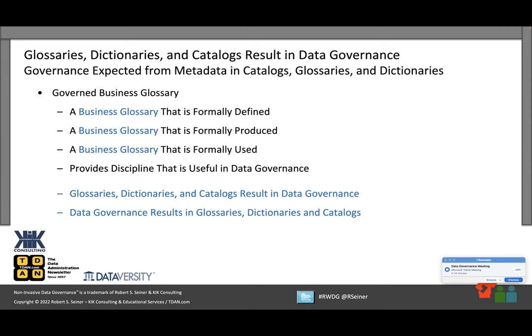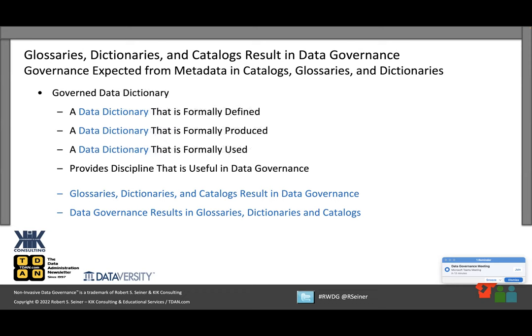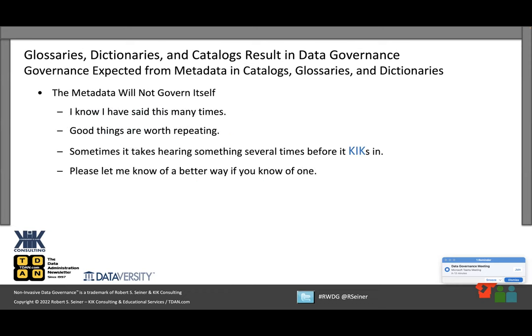A governed business glossary is a glossary that is formally defined. It's not just somebody keeping notes on a napkin somewhere. It's formally defined. It's formally being produced. It's formally being used. What does a governed data dictionary look like? The same thing. What does a governed data catalog look like? The same thing. People need to have responsibility for defining the tool, defining what goes in the tool, producing the tool, getting the tool up and running, producing the metadata that's in the tool, using the tool, and using the metadata that's within the tool.